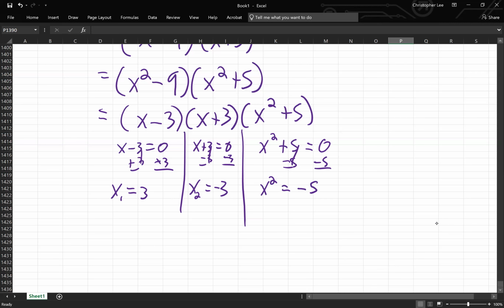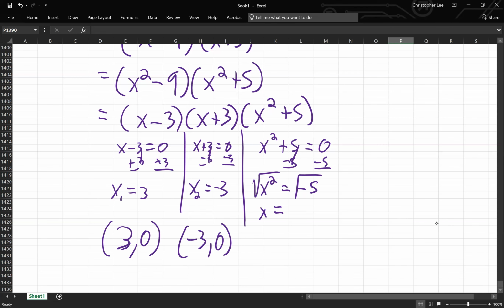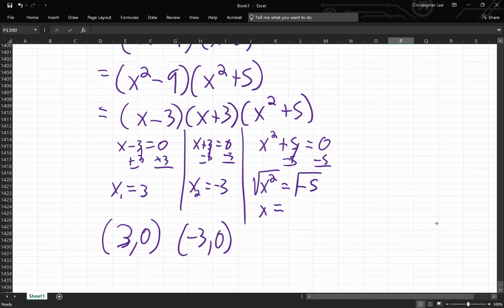What do I do after that? Square root it. Then we're going to have x equal to some kind of imaginary number. So how many real numbers do I have? The x-intercepts, what are they? 3, 0, and then -3, 0. All right, y-intercept now.